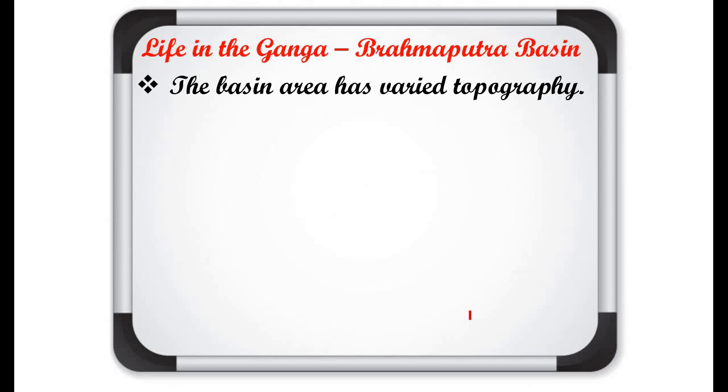The basin area has varied topography. As I just told you, varied topography means different physical reliefs. When the river starts its journey, mountains are found. After that it enters the plain area, like in UP. The Ganga originates from the mountainous area in Uttarakhand, and when it enters UP and Bihar, that is plain area. In this way, different topographies, different physical reliefs, are found in this basin area.